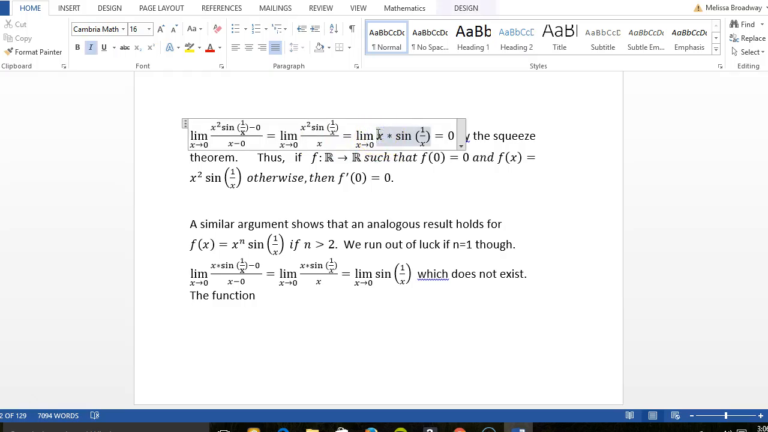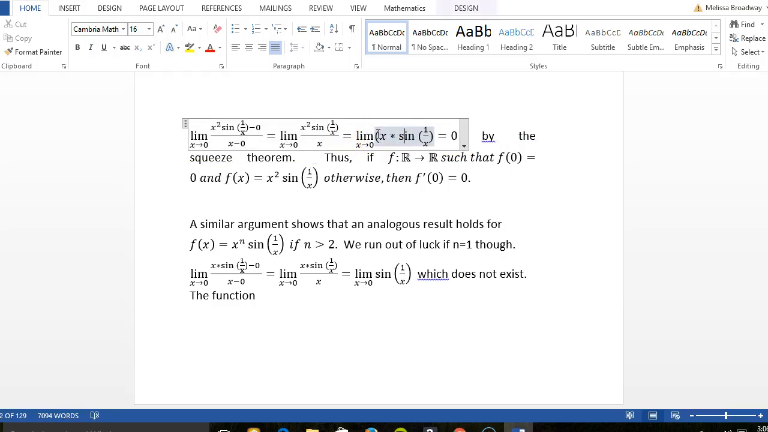And you know what, guys? I need a parenthesis here because this time it's all inside my derivative, and it would be a disaster to take stuff out. That would not be good. So let's do that. Okay, but by the squeeze theorem that we've talked about, this limit is 0. Thus if f is a function from R to R such that f of 0 equals 0 and f of x equals x squared sine 1 over x otherwise, then f prime of 0 exists and equals 0, and f is differentiable at the origin.